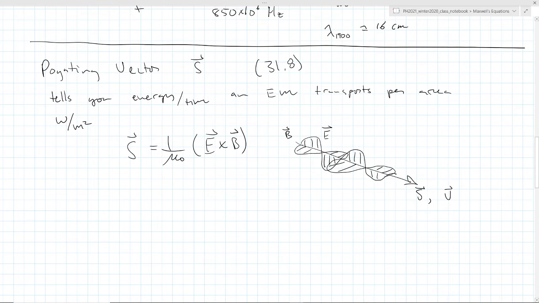Now, a lot of times this is not the most convenient version of this expression to work with because you need to know E and B in their vector forms, and we also know that E and B are perpendicular to each other when we're talking about transverse electromagnetic waves. So there are more convenient ways of expressing this. So let me just put here.